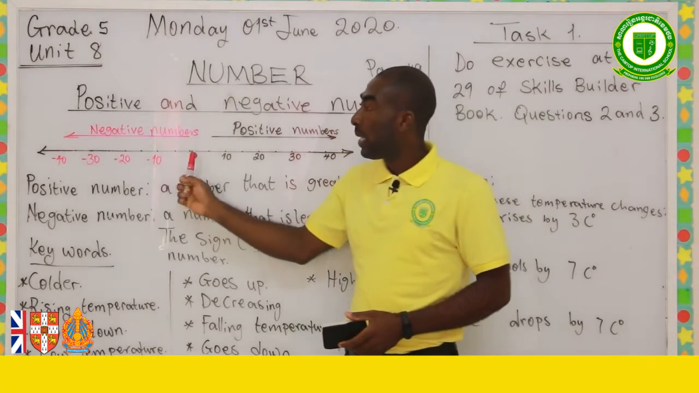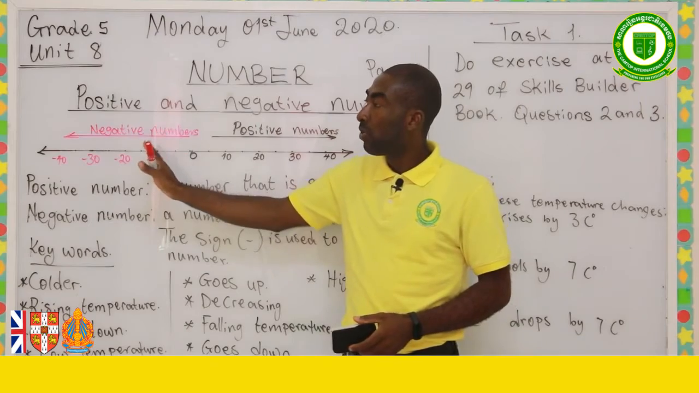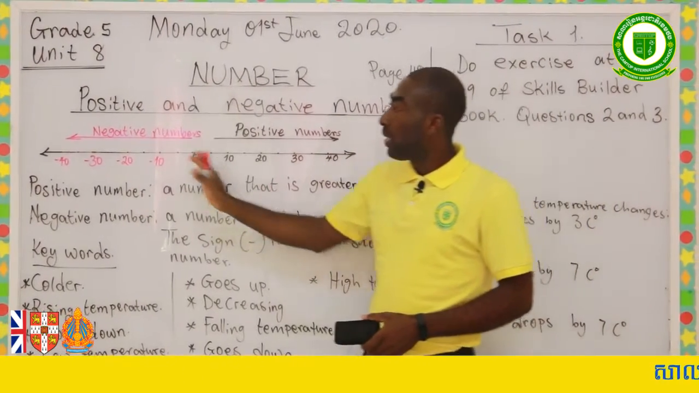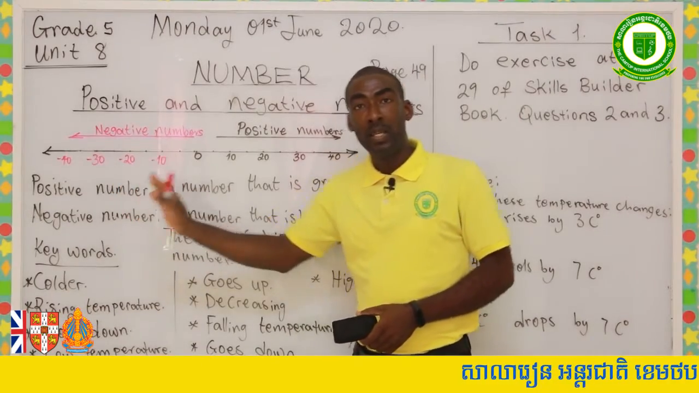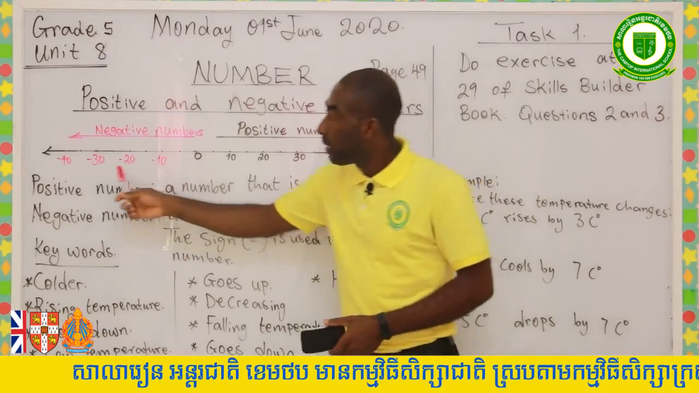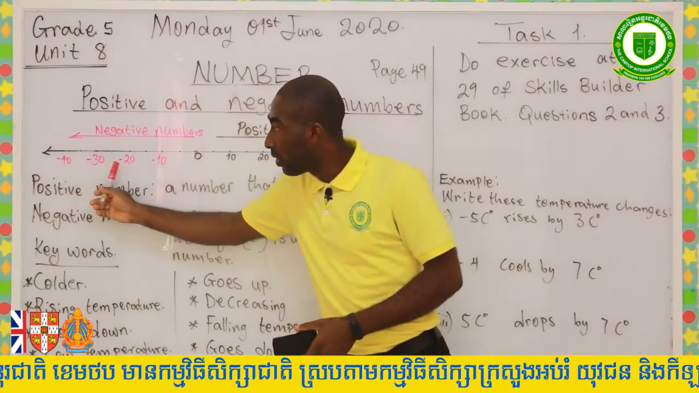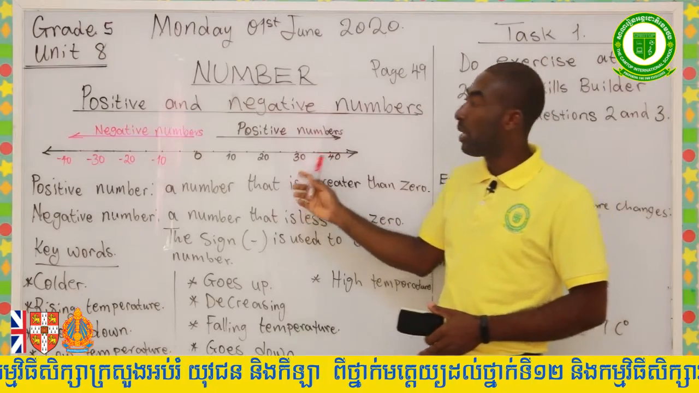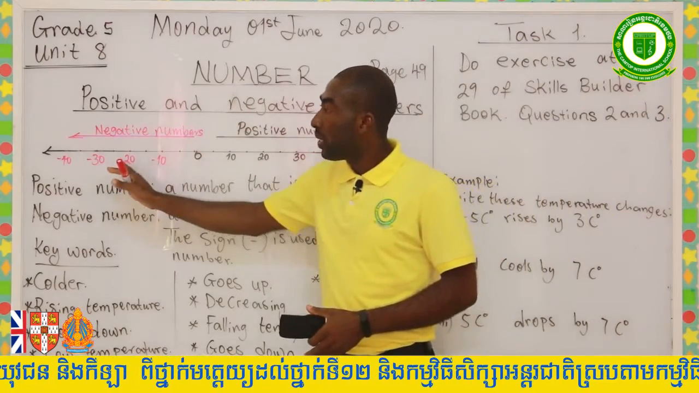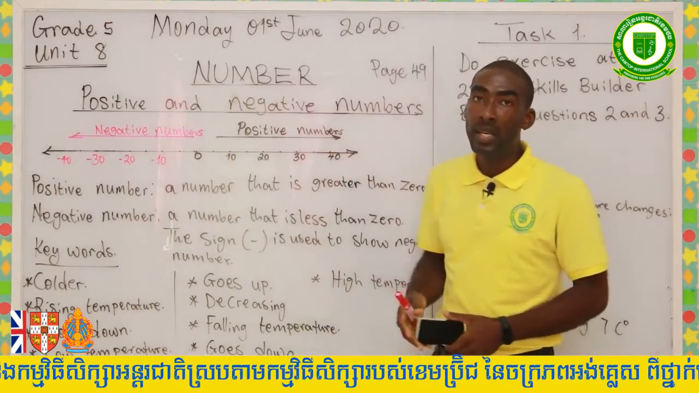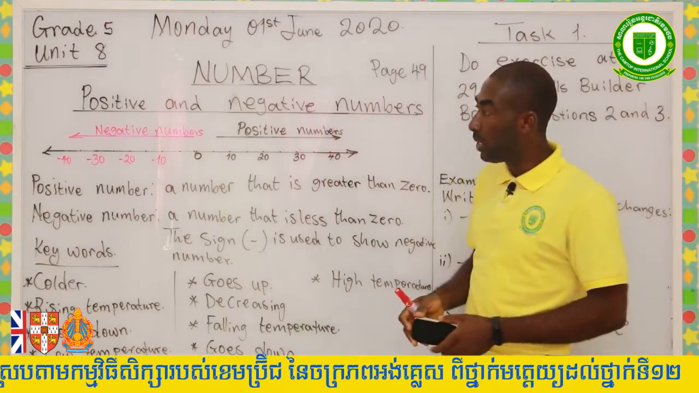If you look at our number line, we have a section that is written in red and a section that is written in black. The red points to our left hand and the black points to our right hand. The red is coming with a minus sign on the numbers, whilst the black ones are not coming with the minus sign. So that tells you that the numbers on the left hand side are negative numbers and the numbers at the right hand side are positive numbers.